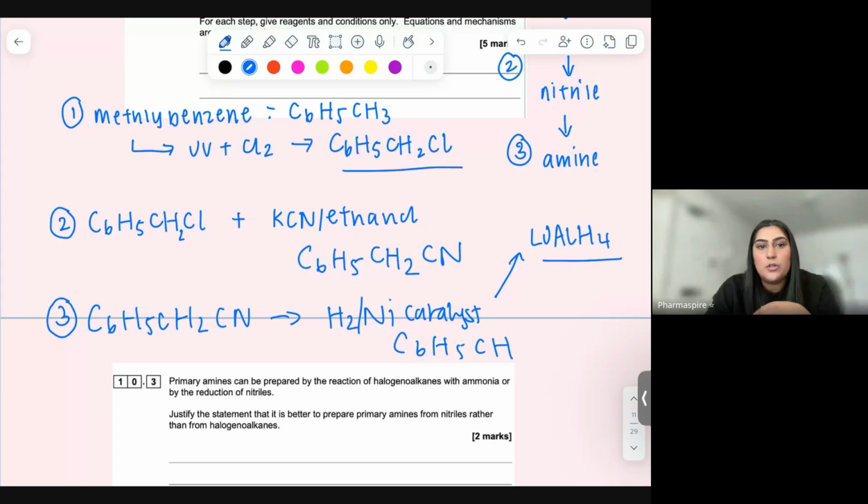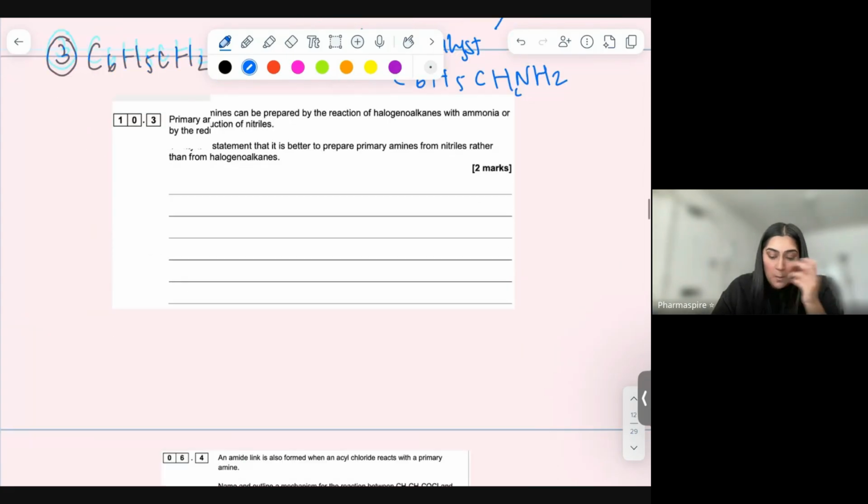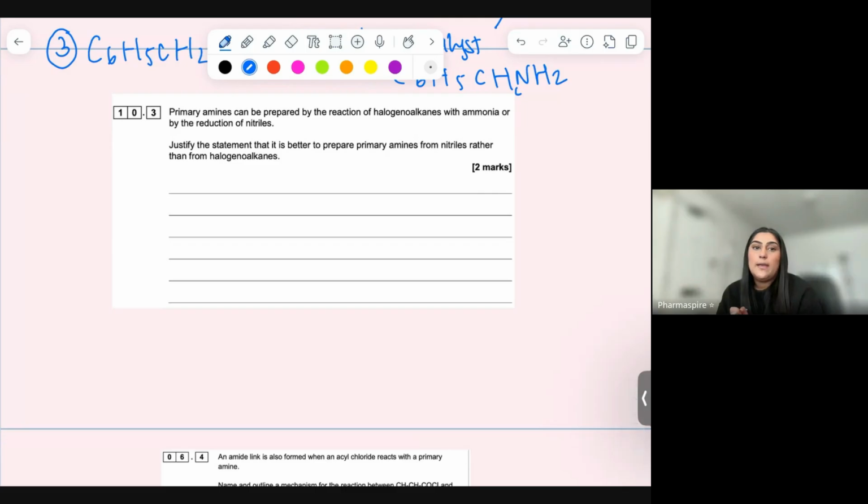They don't want the product. Let me double check. A lot of the time with mechanisms, you don't have to write it. So you're just going to make NH2. That's basically what you're going to have. Cool. Right. With this one, why do we not like halogens? What's the issue with halogens?